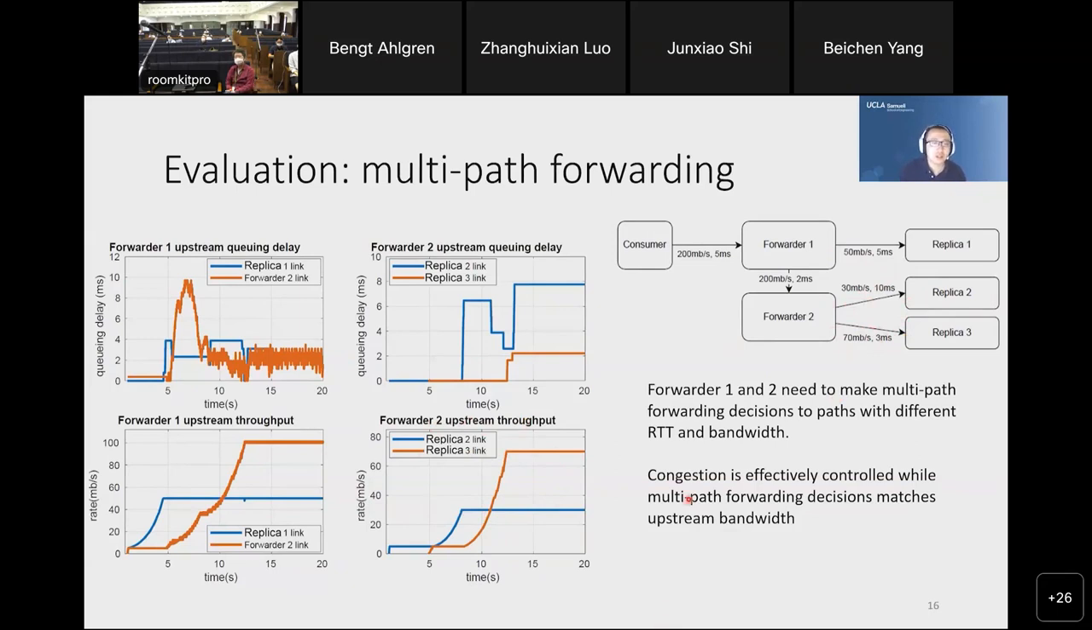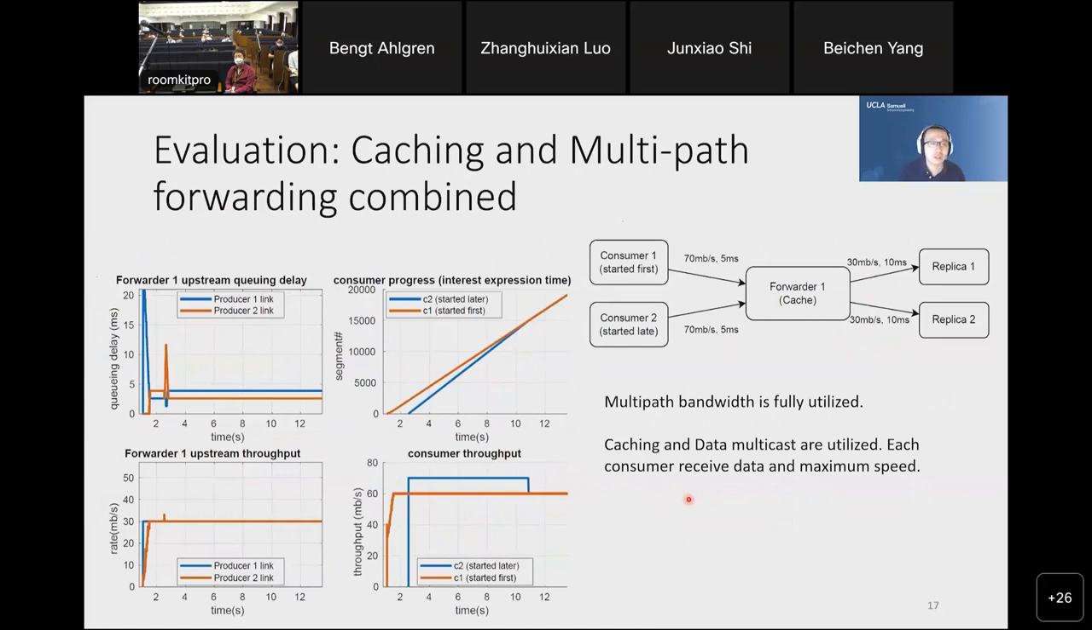If we combine caching and multipath forwarding, the result is similar. As for multicast forwarding, we have two links with 30 megabits per second speed. And in steady state, the forwarder splits according to the upstream bandwidth. And looking at the caching effect, both consumers will eventually be able to catch up and fully utilize the data multicast or interest aggregation. So eventually, they could both achieve the optimal maximum throughput. And the queuing delay is also under control, showing that when combining caching and multipath forwarding, this design still works as expected.